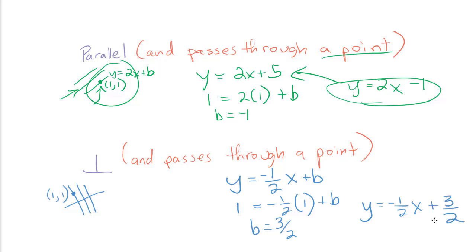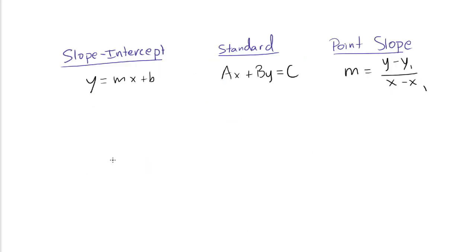And that's how we find parallel and perpendicular lines that pass through specific points. In those cases, there are only unique lines that pass through them. Up until this point, we've been dealing with the popular slope-intercept, or y equals mx plus b format. Why? Mostly because it's easy to graph.